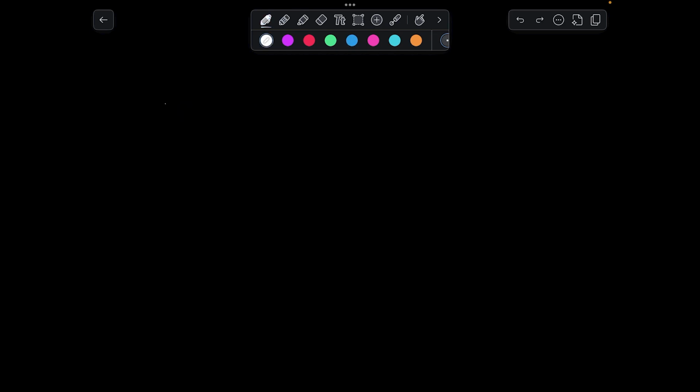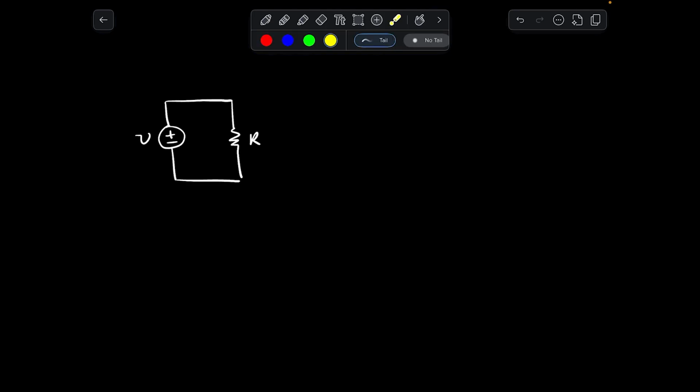So now let's talk about current. What creates electric current in an electric circuit? Here we have a very basic circuit containing a voltage source and a resistor. Current is created when positive charges move in one direction while negative charges move in the opposite direction. This motion of positive and negative charges is what creates electric current.